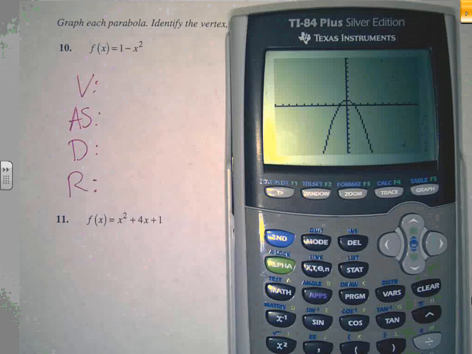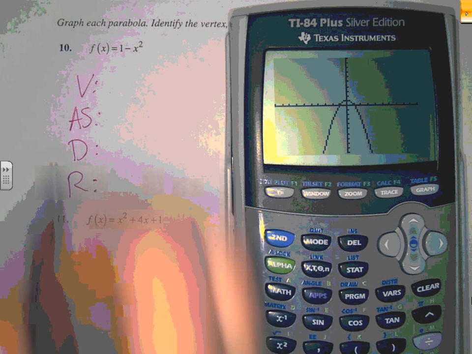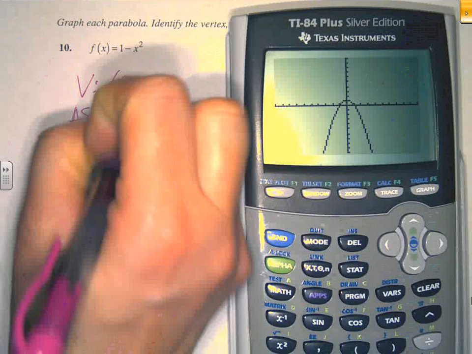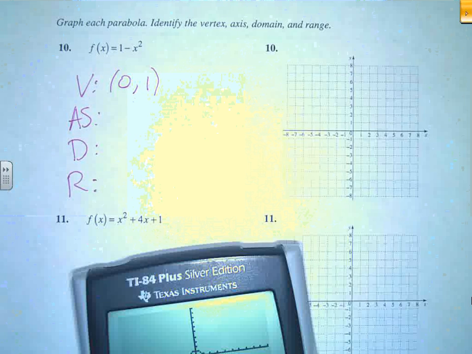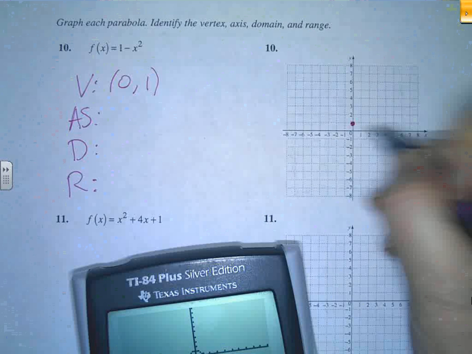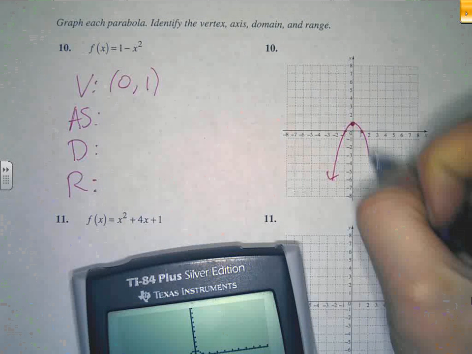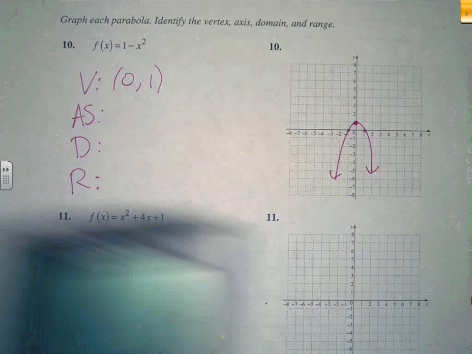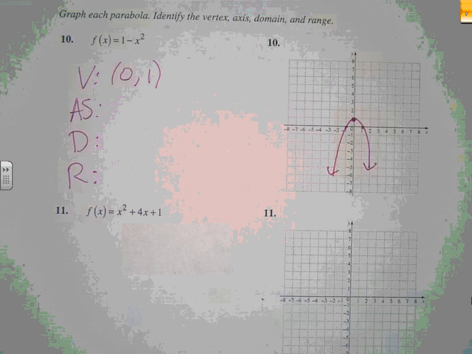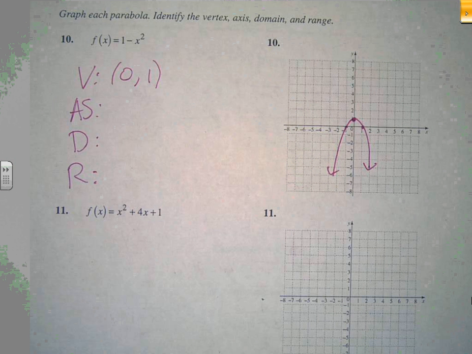Can you tell what the vertex is? That was pretty easy to see. 0, 1. Okay, and just sketch a graph. Doesn't have to be great. 0, 1, and at least goes through negative 1 and 1. That's the easy part. Now the axis of symmetry.